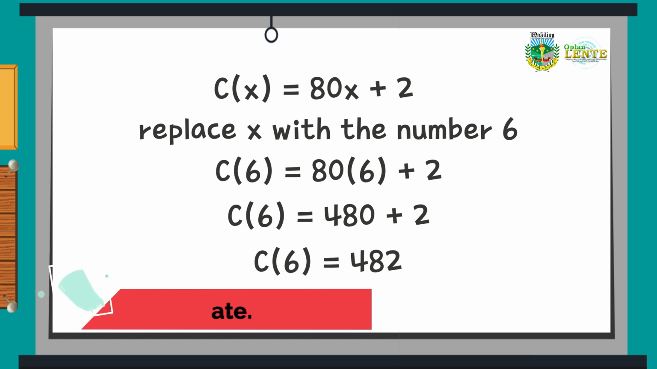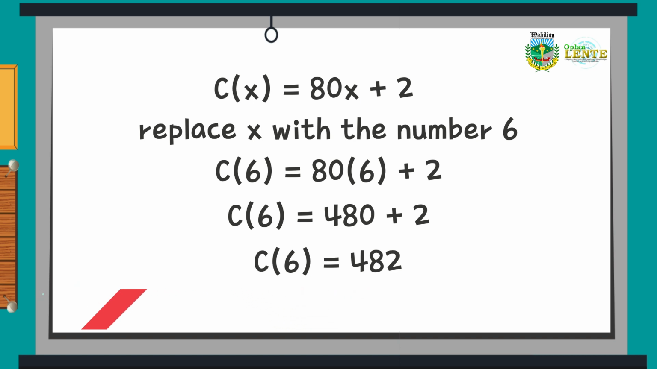Third, after replacing X by 6, we now have C of 6 is equal to 80 times 6 plus 2. Next, we can now perform PEMDAS. Multiply 80 by 6 first, then add 2. And the result will be 480 plus 2. And that is 482.